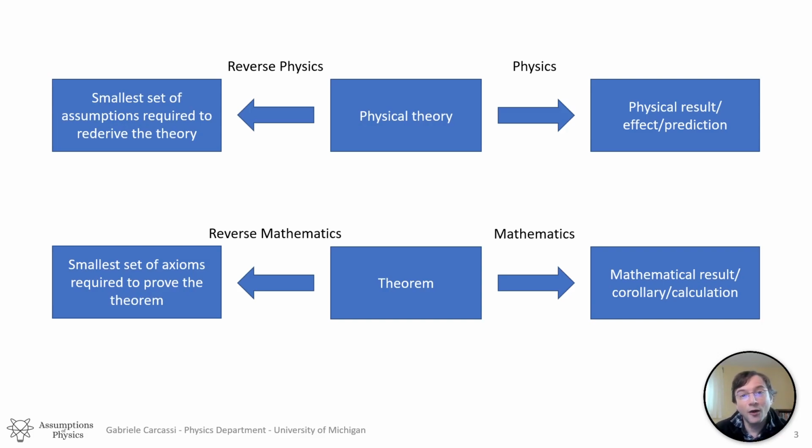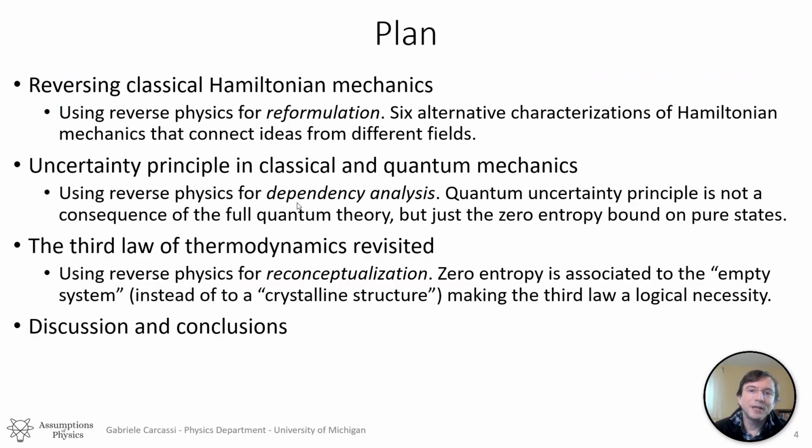We start from the law and we go back to the assumptions and principles that are necessary to rederive those laws. So what I'm going to do in this talk, and what we do in the paper, is give some examples of how this works. We'll start by reversing classical mechanics. What does it mean? Well, we look at classical Hamiltonian mechanics and we reformulate it in 6 different ways. We'll find 6 different alternative characterizations of Hamiltonian mechanics that connect ideas from different fields.